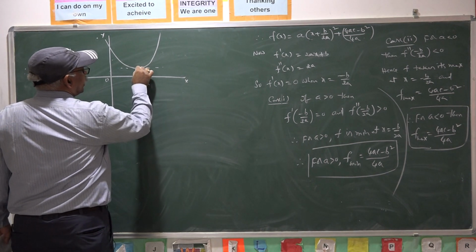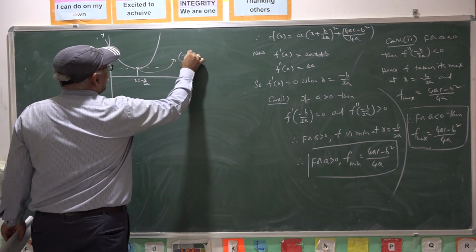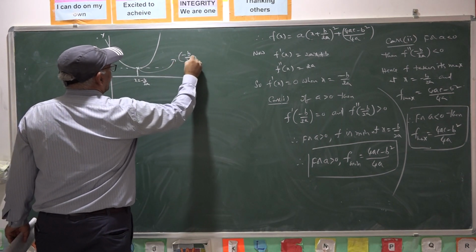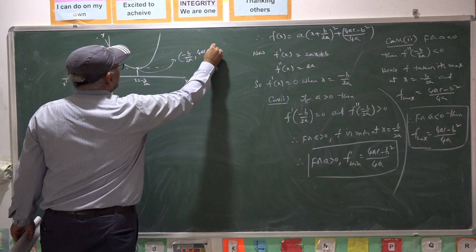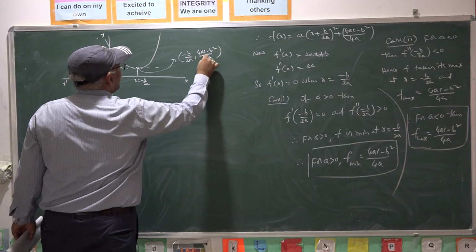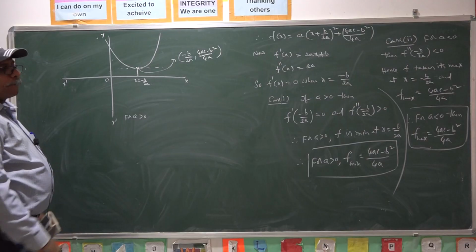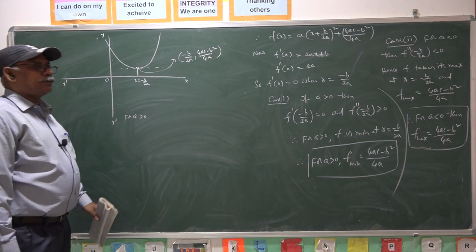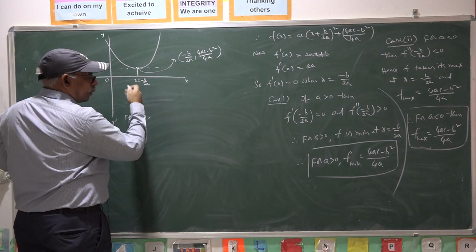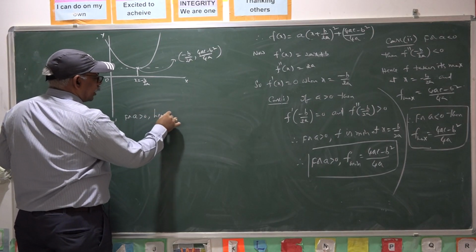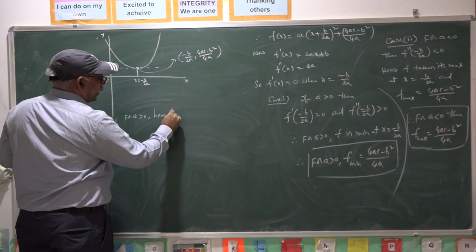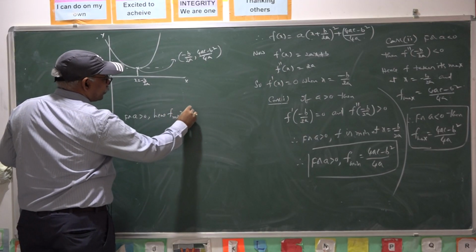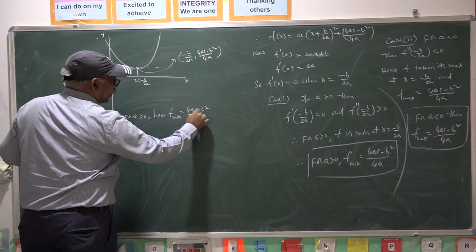This point is minus b by 2a, comma 4ac minus b square by 4a, the minimum value. That is the turning point of the graph of the quadratic. The graph of the quadratic is clearly a parabola. Here the f minimum is 4ac minus b square by 4a.